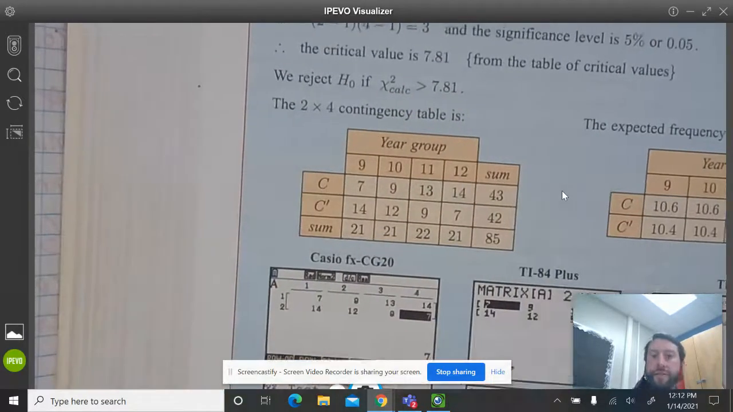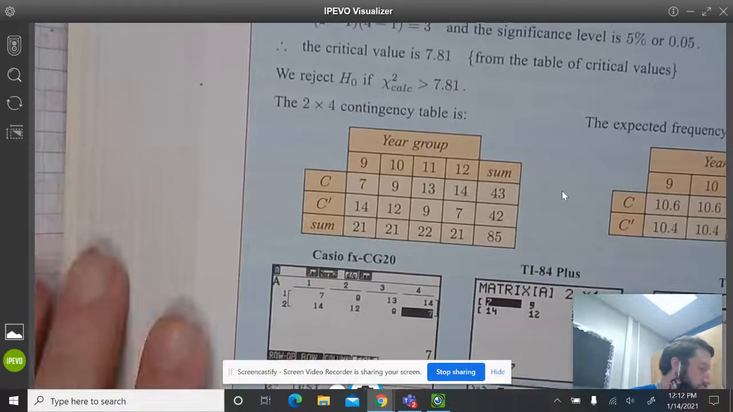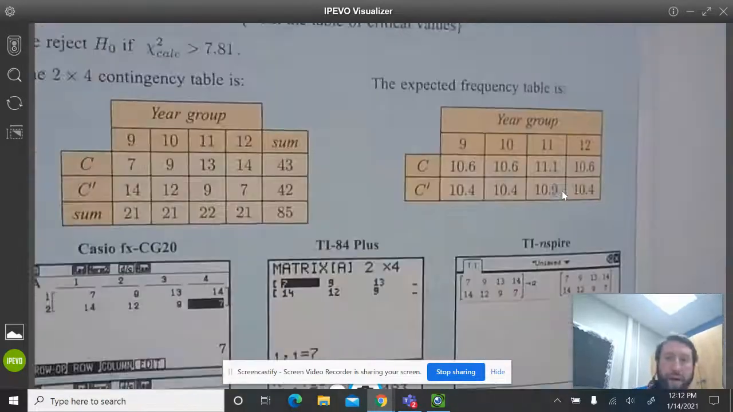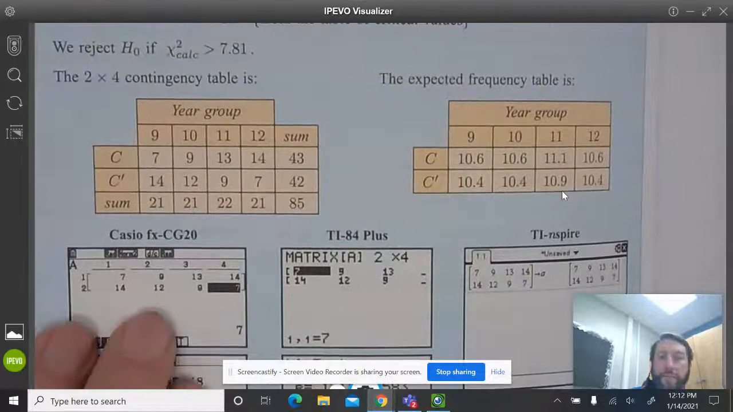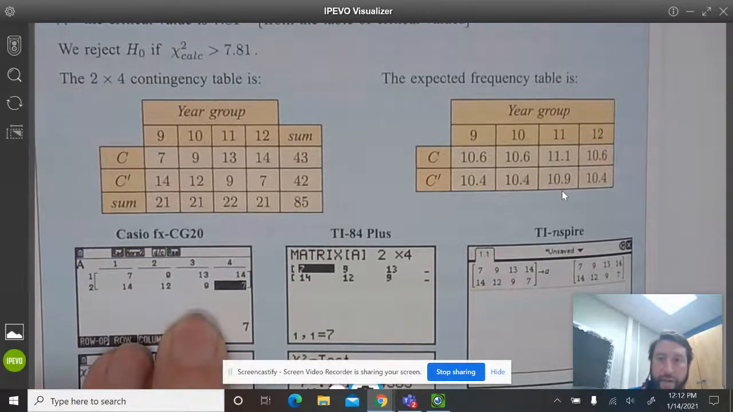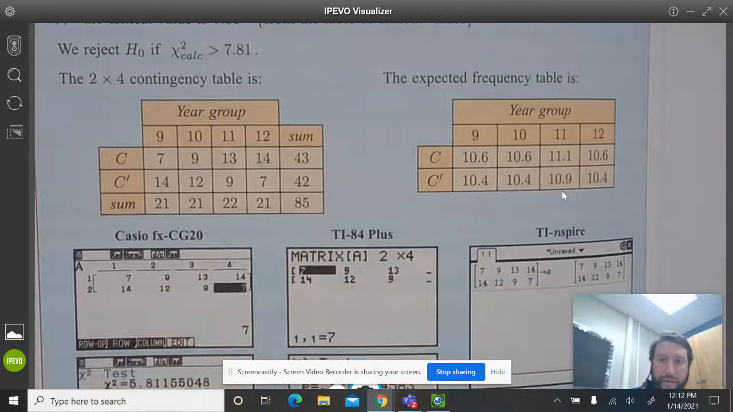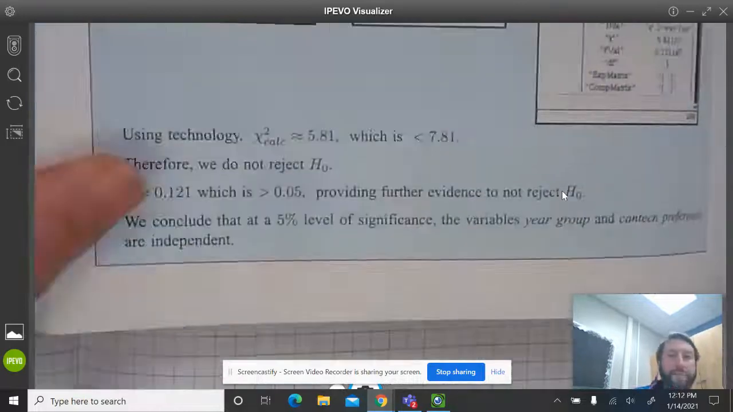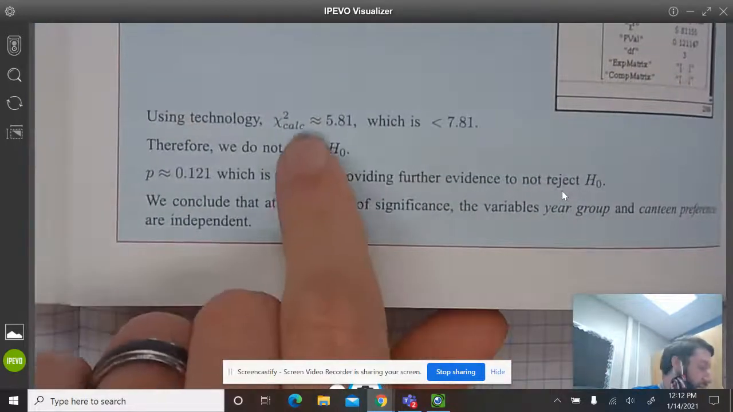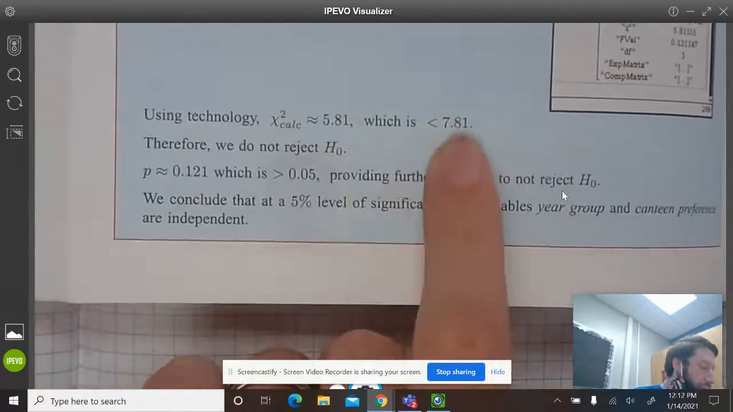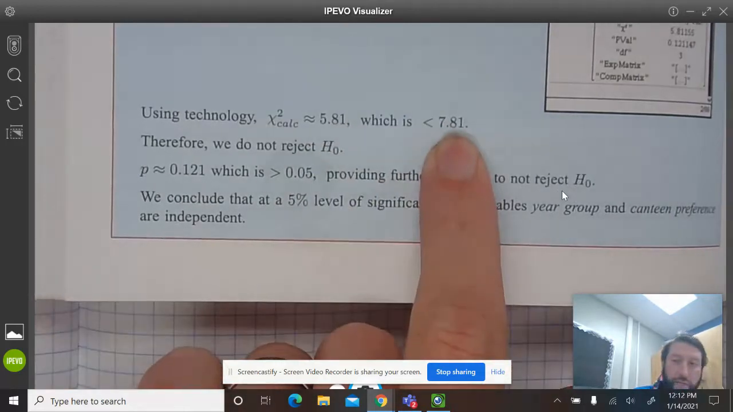So next step is to calculate the chi-squared value. You can calculate it by hand, or you can use the calculator. And I'll show you the calculator after I finish this example. For sake of brevity, let's suppose we use the calculator. All right, I use the calculator, and it gives me about 5.81. Now that is less than my critical value of 7.81.